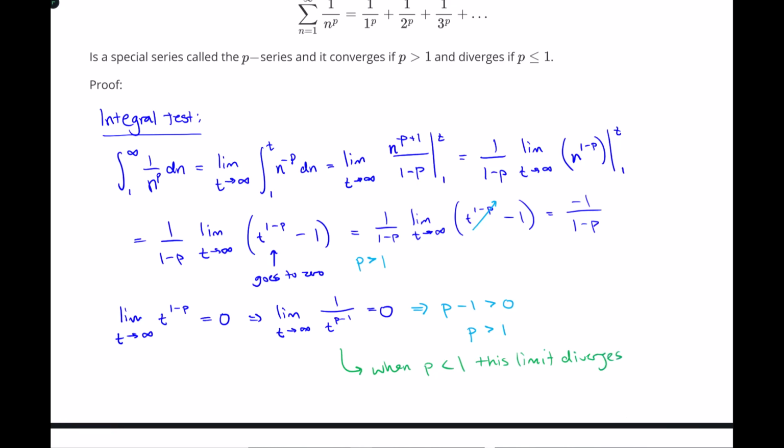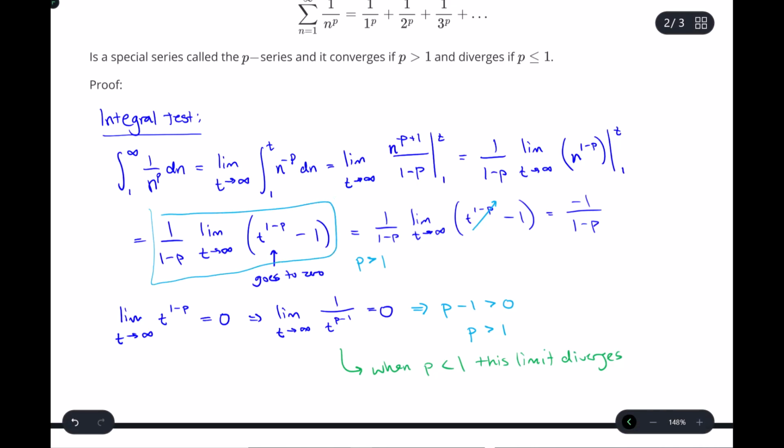So then the last question is, what would happen when p is equal to 1? So if p is equal to 1, I would have this limit as t goes to infinity of 1 over t to the 1 minus 1, which is 0. So effectively, this would be 1 over 1, because t to the 0 is 1, so the limit would be 1. It would exist.